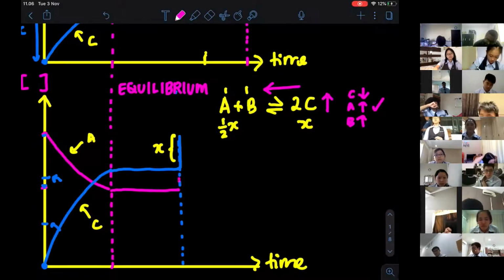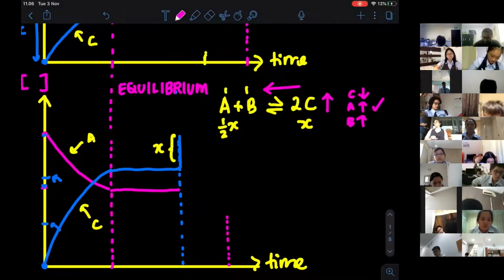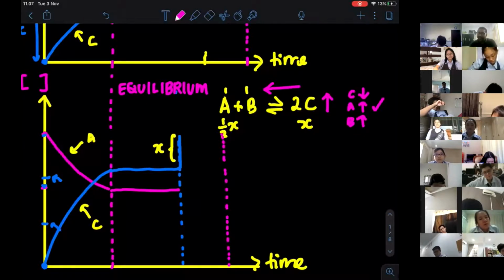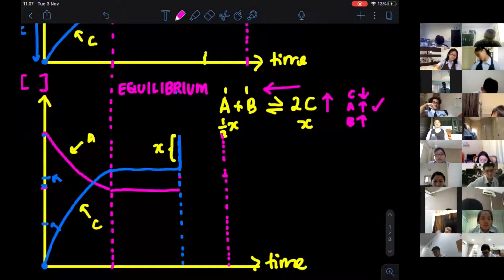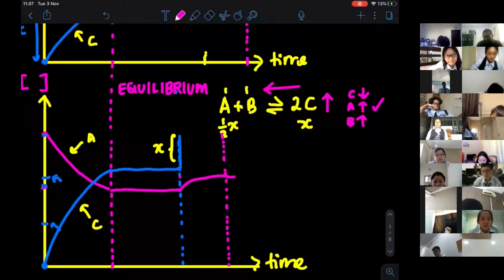So maybe up to here, but it will not increase directly up, because the system needs to re-establish the equilibrium. It will take time. It's not a sudden increase like what we did for C, because for C we change it intentionally. Then the system will take its time to rearrange. So let's say I'm supposed to reach somewhere half of X. Probably I need to increase up to here. So the graph will increase, and then they will become constant.